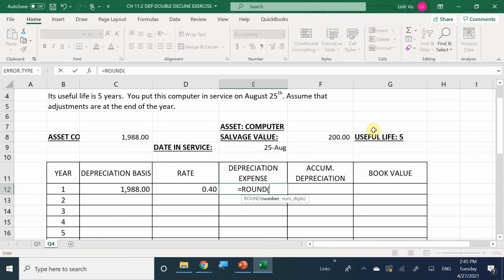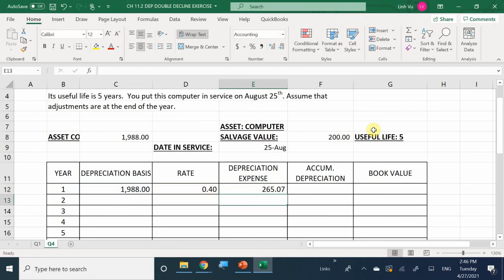So in this case, I'm going to use my equal round formula. I'm going to do my depreciation basis times the rate times the 4 months out of 12, comma 2, which is how many pennies you want to round your answer to. And there you go. I get the same exact answer. So once again, you're better off typing in your answers if you're not going to use cell referencing.